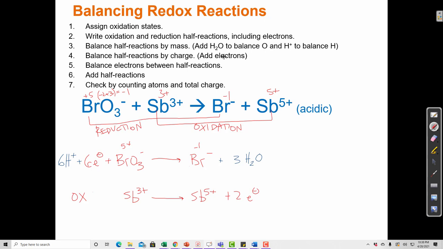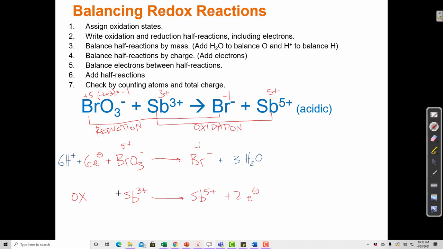So everything, all the atoms are balanced. 6 H's, 6 H's, 1 bromine, 1 bromine, 3 oxygen, 3 oxygen. But I have 6 electrons on this side and 0 electrons on this side. I have 2 electrons on this side and 0 electrons on this side.